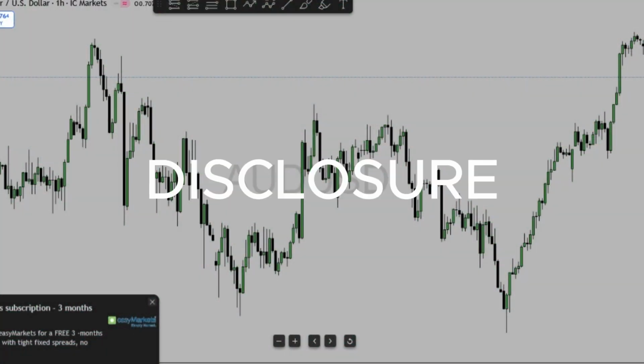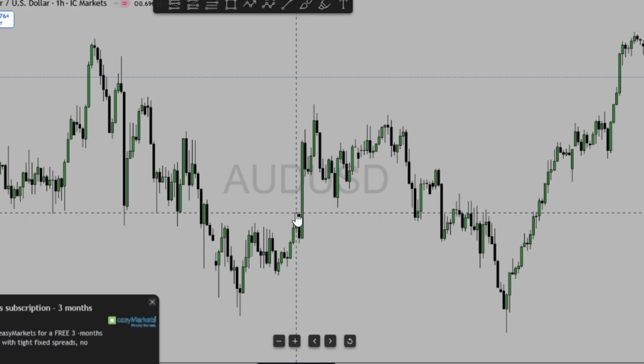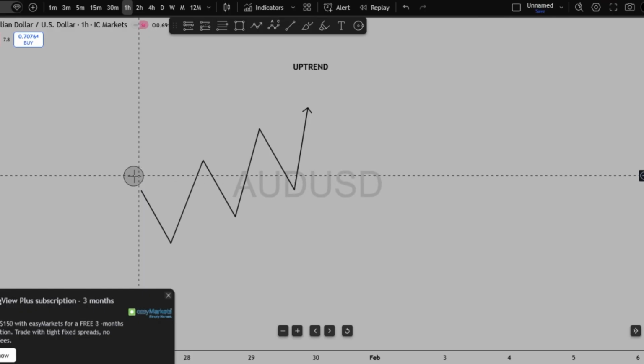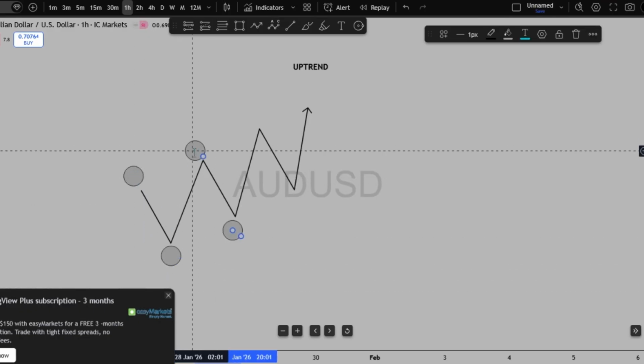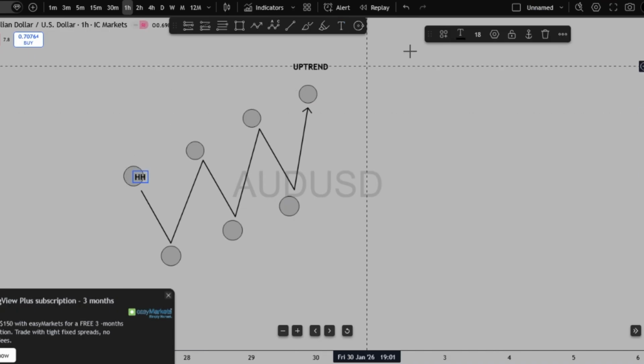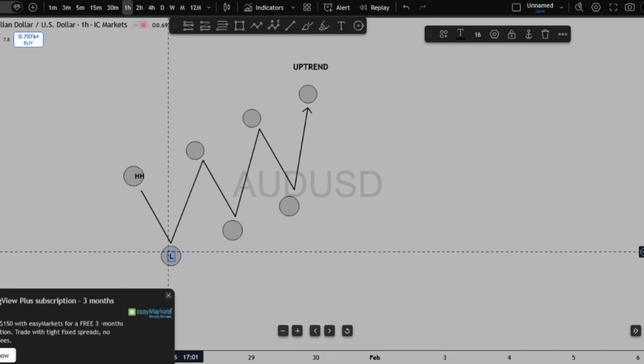Let's quickly go through the 3 structures you already know. We won't spend long here, but we need a common language before I show you what's missing. Uptrend. Higher highs and higher lows. Each pullback stays above the previous low. Each push breaks above the previous high. Price is climbing stairs. Bulls are in control.